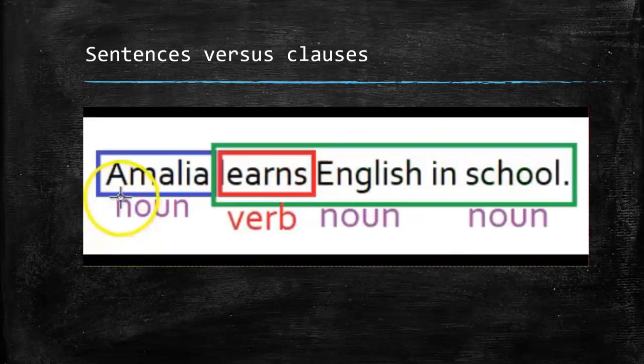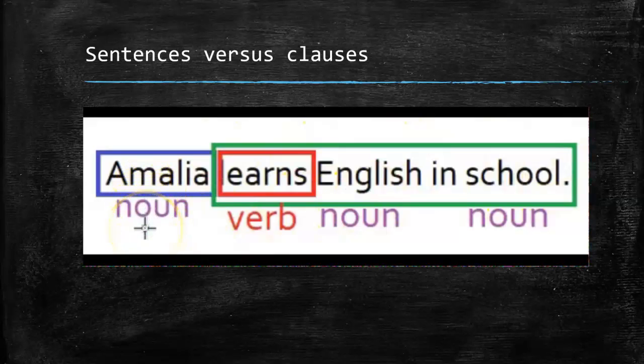Here is a sentence. Amalia learns English in school. Who is doing the learning? It's Amalia. She's the one carrying out the action. So Amalia is my subject. I box it in blue. Learns is the verb because this is the action. And everything that comes after it is the predicate. So I know that learns English in school, all of this boxed in green, is the predicate.